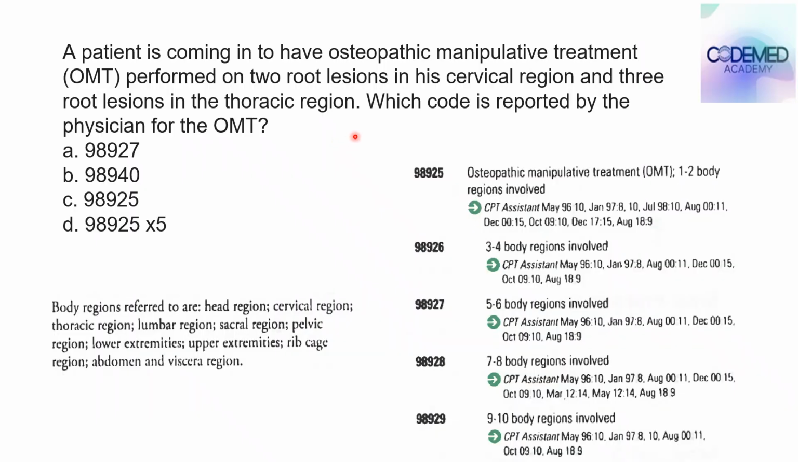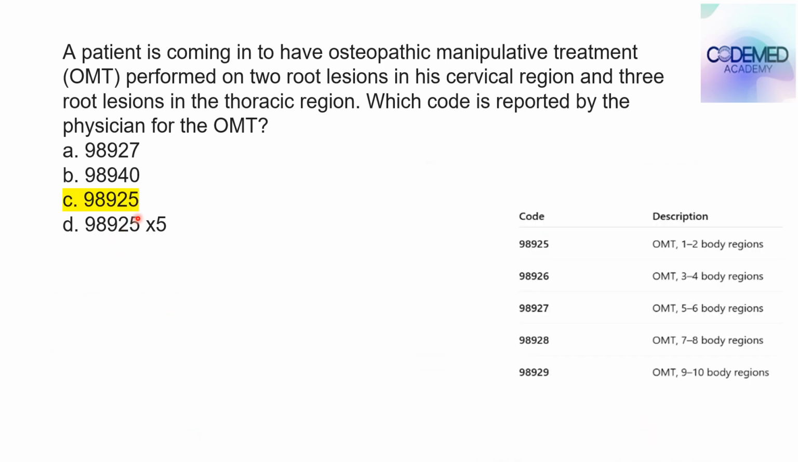So ideally we have checked two regions. In one region they must have corrected two lesions, but what is important is the region. Body region refers to the head region, cervical region, thoracic region, lumbar region, sacral region, pelvic region. I have already shown you the different regions that we check in OMT. So yes, 98925, that is option C, is the correct answer.